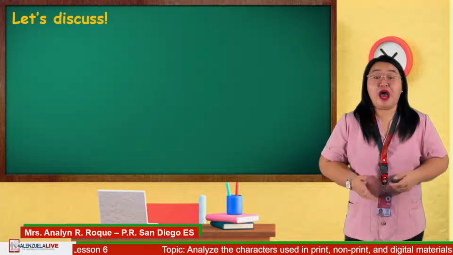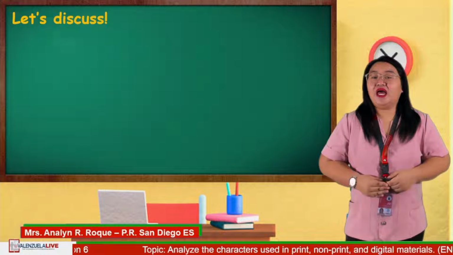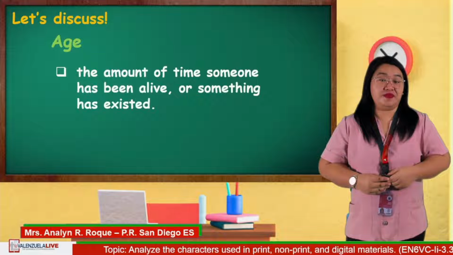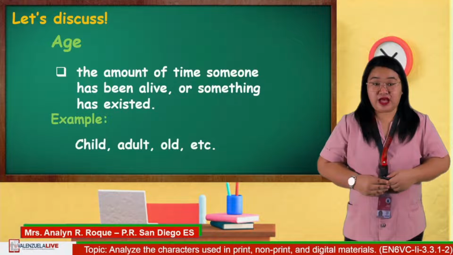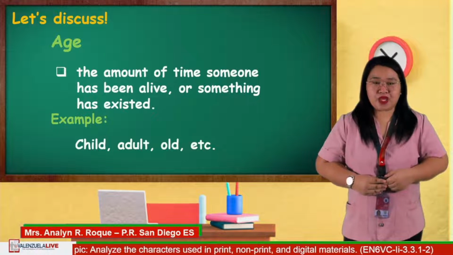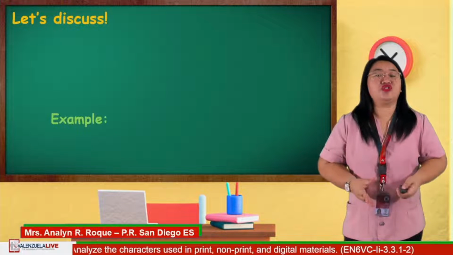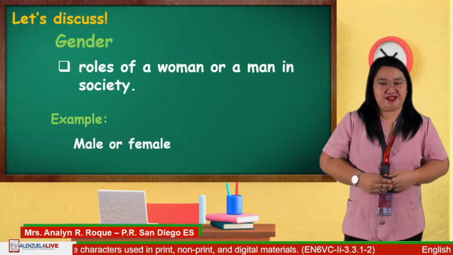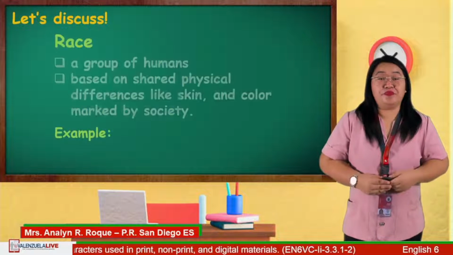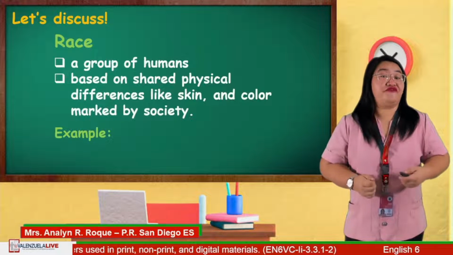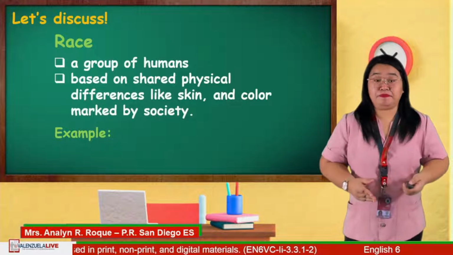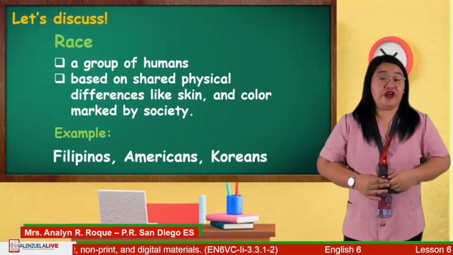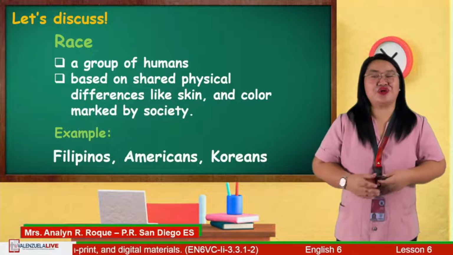and behavior, as well as their attitude. Age is the time someone has been alive or something has existed, like child, adult, or old. Gender pertains to the roles of a woman or a man in society, like male and female. Race is a group of humans based on shared physical differences like skin color marked by society. Example, Filipinos, Americans, and Koreans.